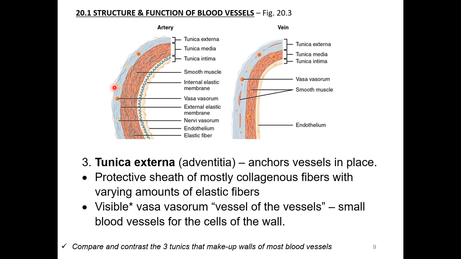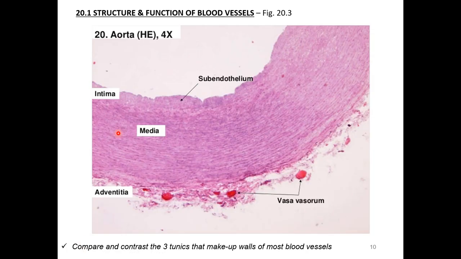Some of the larger vessels, leaving the heart and going right towards the heart, are so large, the wall is so thick that they need their own blood supply. And that's where you're going to see, in this tunica externa, what's called the vasa vasorum, or the vessel of the vessels. So small blood vessels that are feeding the wall of that large artery or that large vein.